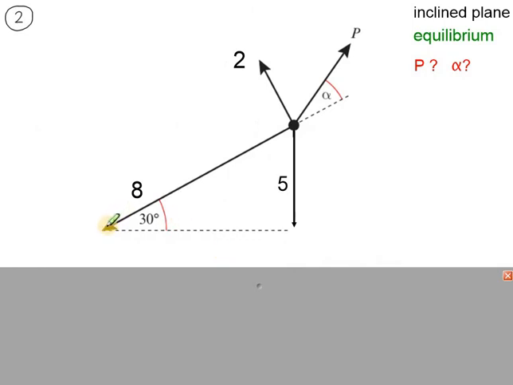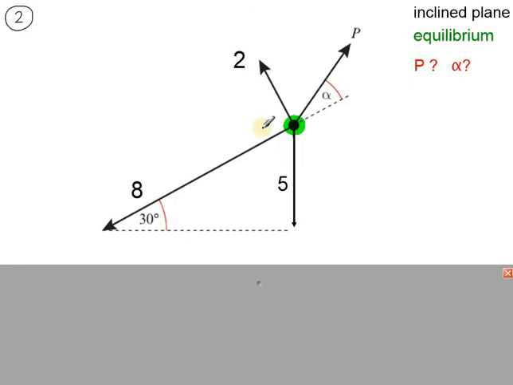Example 2, we have this inclined plane which is at an angle of 30 degrees to the horizontal, and our particle here is in equilibrium. It's a static particle, it is at rest. We have to work out the magnitude of force P, and we have to work out the angle alpha. The plane is smooth, so there's no friction.